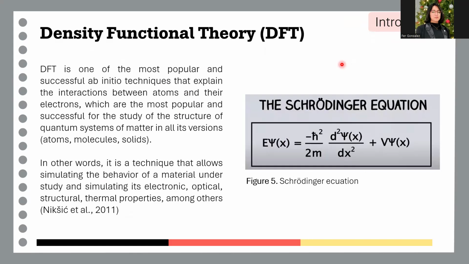Density functional theory, best known as DFT, is a theoretical method used to study materials at the atomic and electronic level. Instead of computing the behavior of each electron separately, DFT focuses on something simpler and very powerful: the electron density, that is, how electrons are distributed in space within a material.